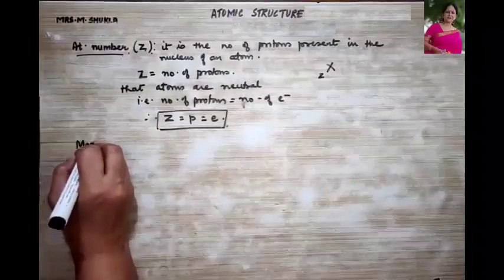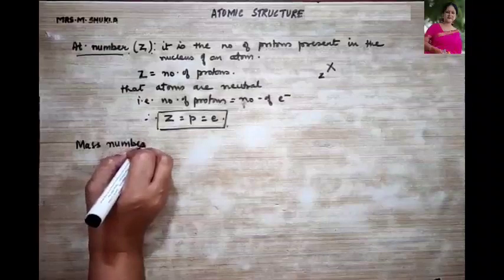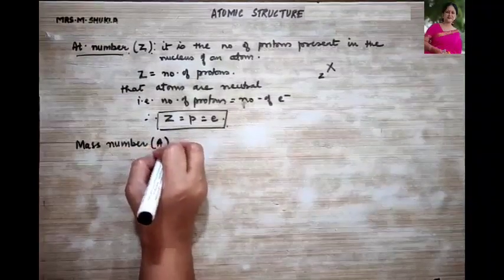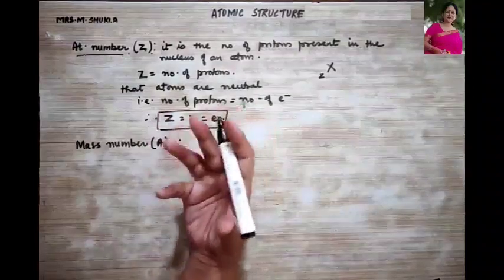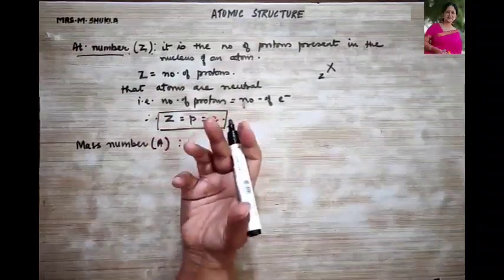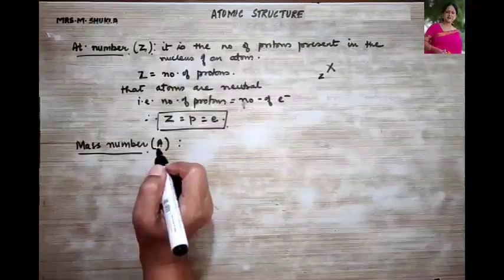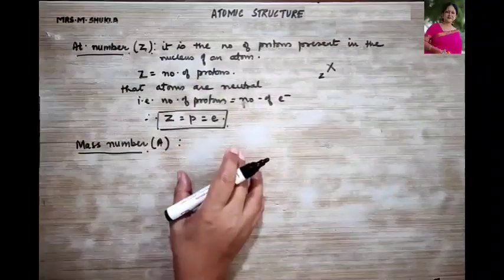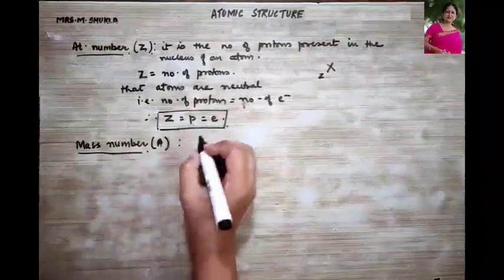Next we come to what is mass number. Mass numbers are represented by the alphabet A. Okay, so what is mass number? Where is the mass found? Mass is found in the nucleus, and what all is found in the nucleus? Protons and neutrons. So how can we define a mass number? They are the number of protons and neutrons present in the nucleus of an atom.